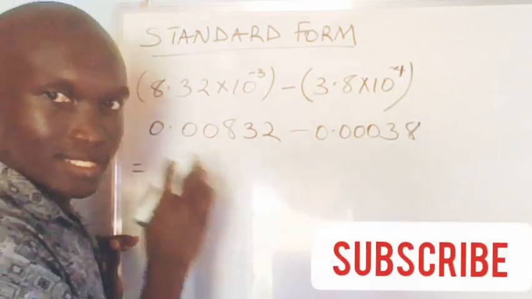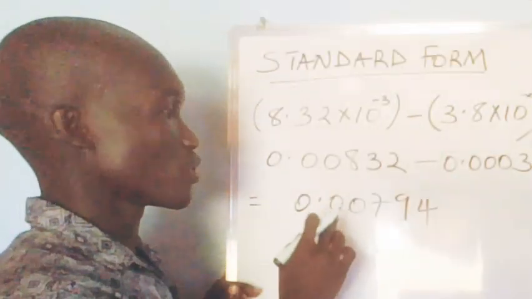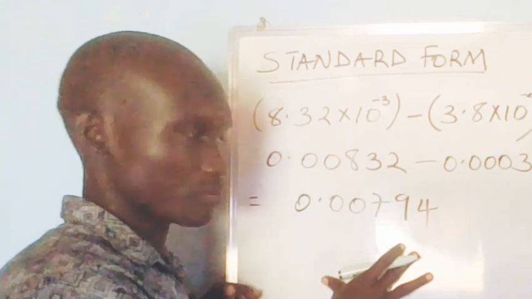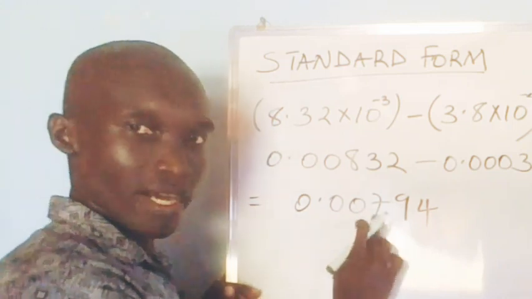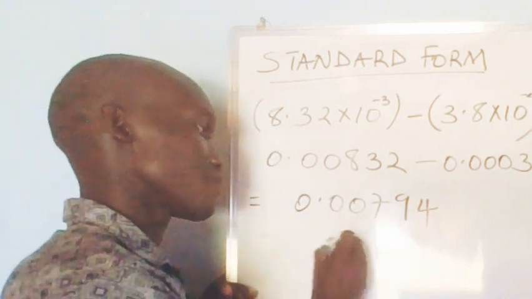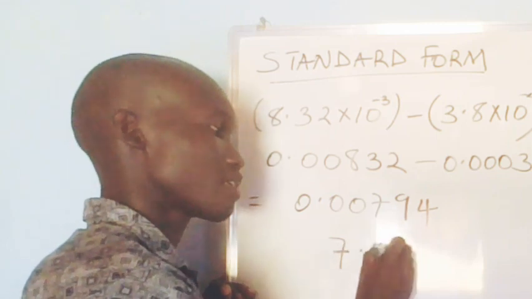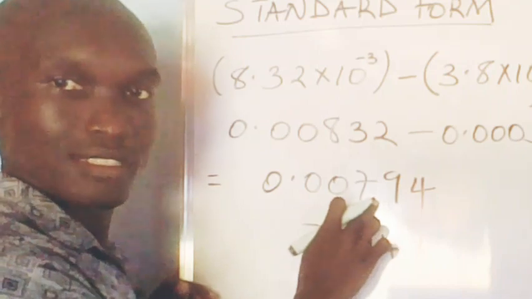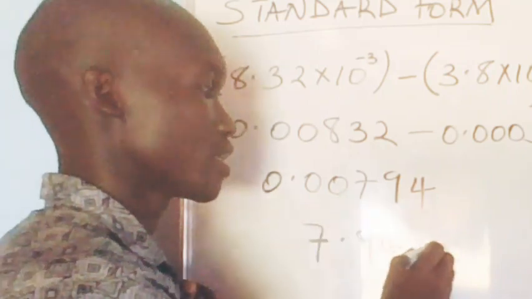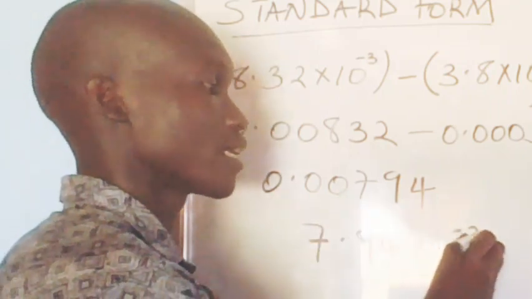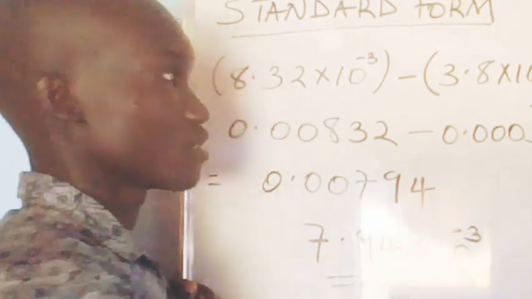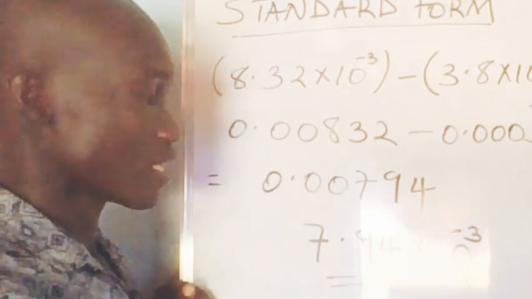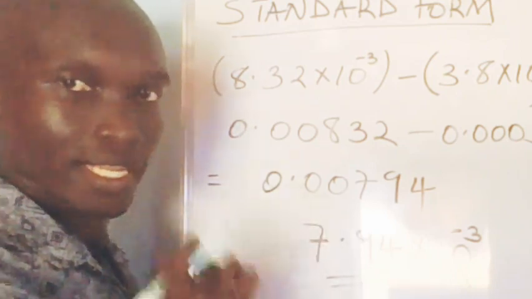So we go ahead and subtract this. Answer will be 0.00794. Now we express this in standard form. We need one number on this side, and the first number is 7. So we are going to write 7.94 times 1, 2, 3. There are 3 numbers. So we put times 10 raised to power negative 3. So this number expressed in standard form will be 7.94 times 10 raised to power negative 3.